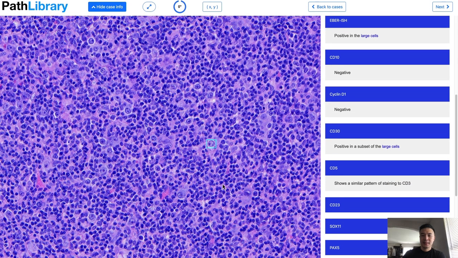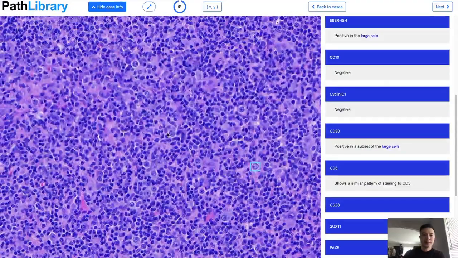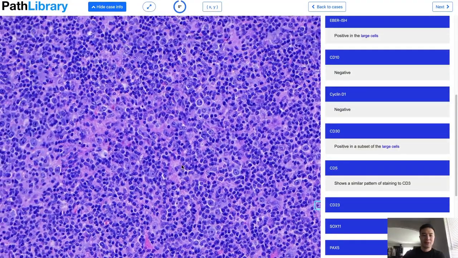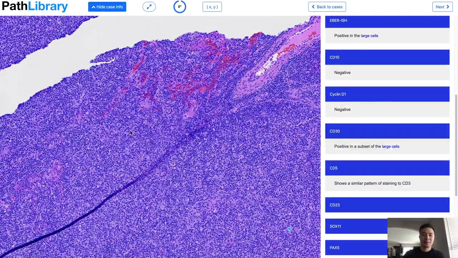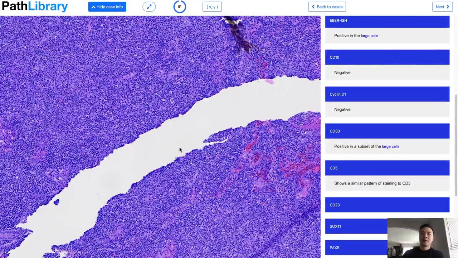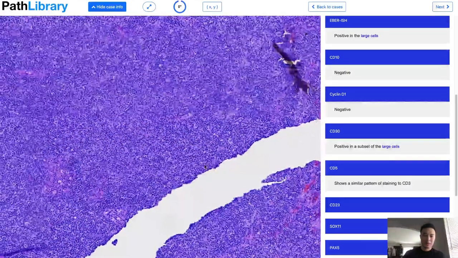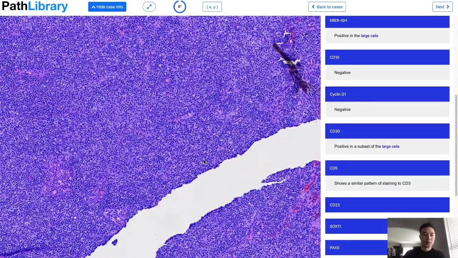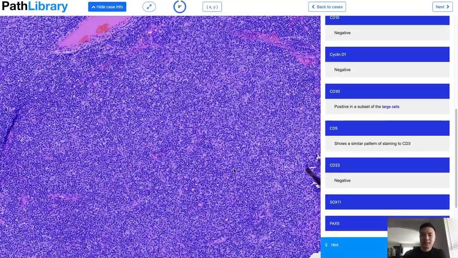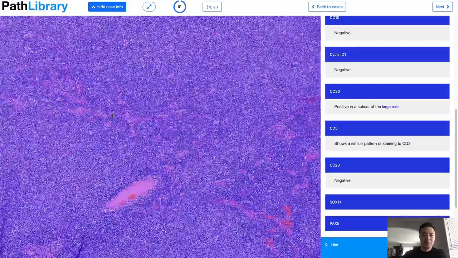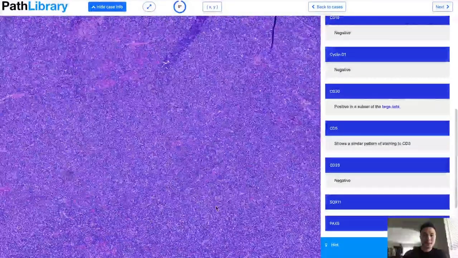CD5 stains the CD3 cells. So remember, CD5 is also a T cell marker, but it also stains lymphomas that are CLL, SLL, and mantle cell. The way I remember it is cold man, right? 5, 10, 5 is lower, so the temperature is lower, so it's a cold man, C for CLL, man for mantle. CD23 is negative, so the follicular dendritic meshwork, it's not intact.